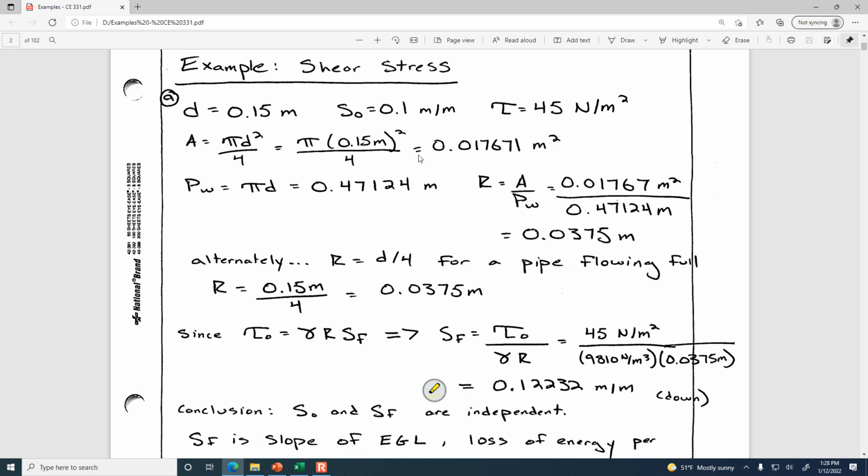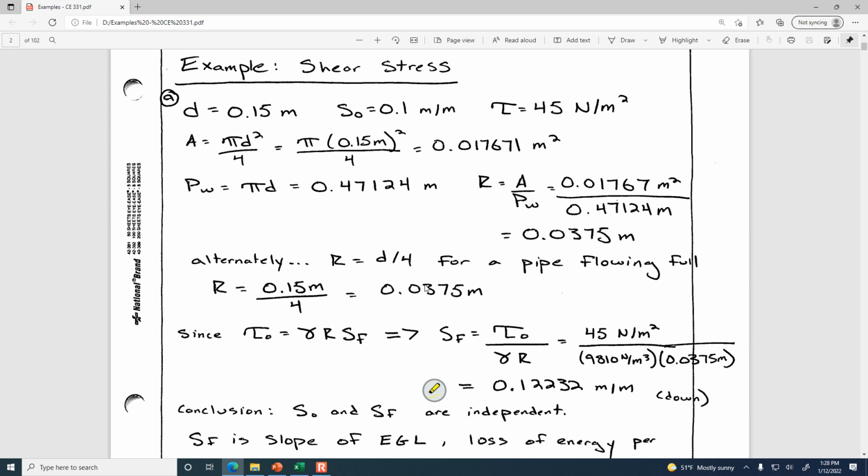So here you can see that the first thing that I've done is, if I didn't know the d divided by 4 shortcut, if I just wanted to define the hydraulic radius as the area divided by the wetted perimeter, then I get that the hydraulic radius is 0.0375, because here's the area that you'd get for a pipe of 150 millimeter diameter. Here's the wetted perimeter that you'd get. And it's the same hydraulic radius if you do apply this shortcut of just being d divided by 4.